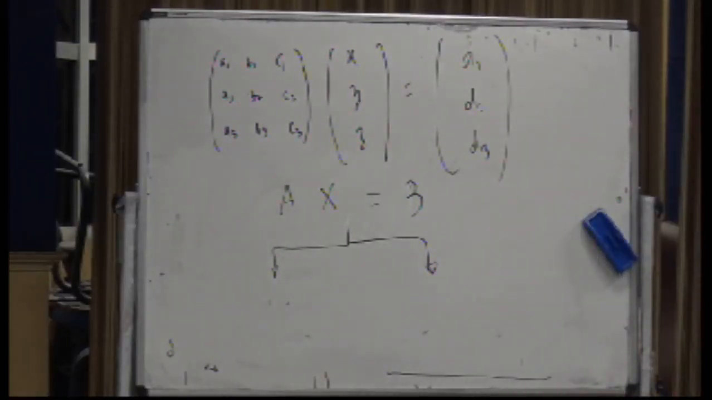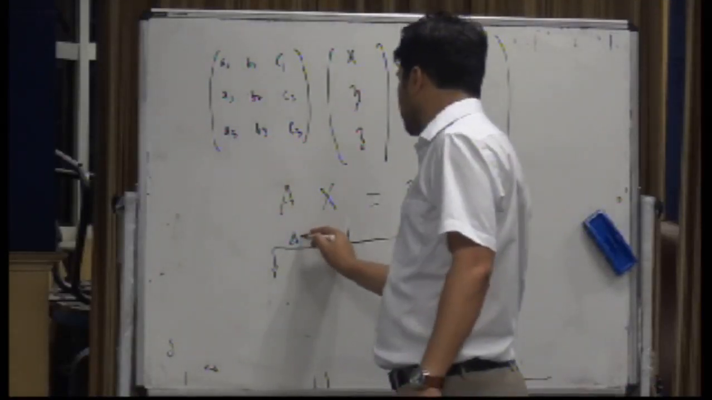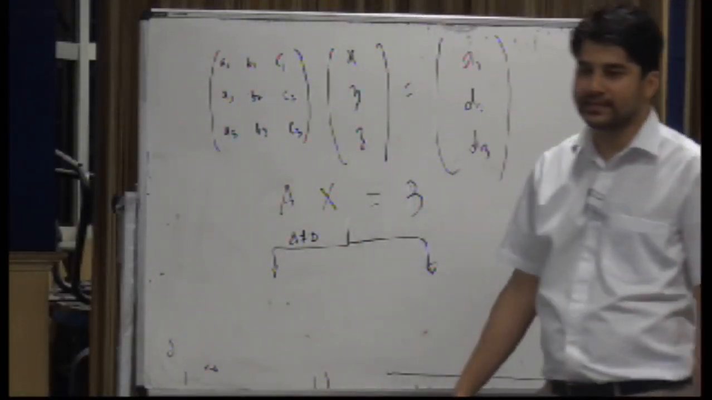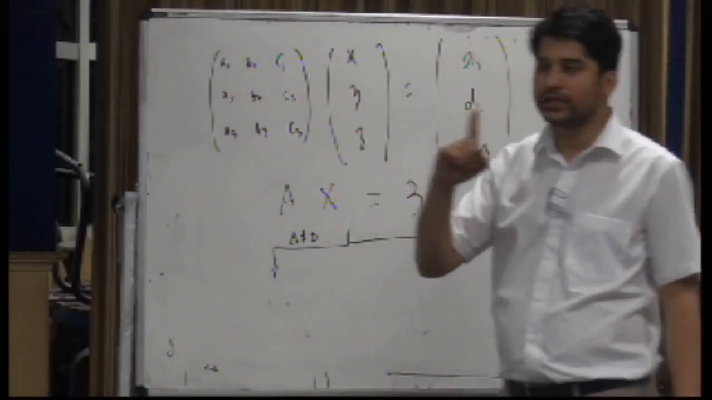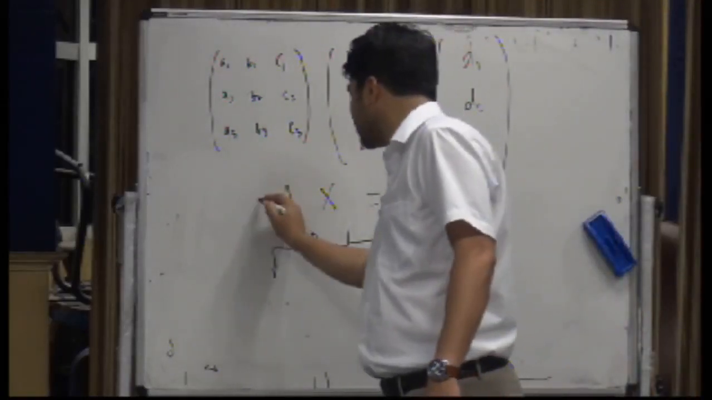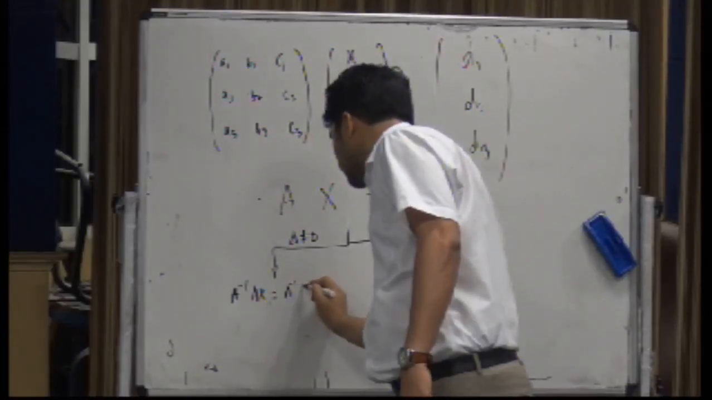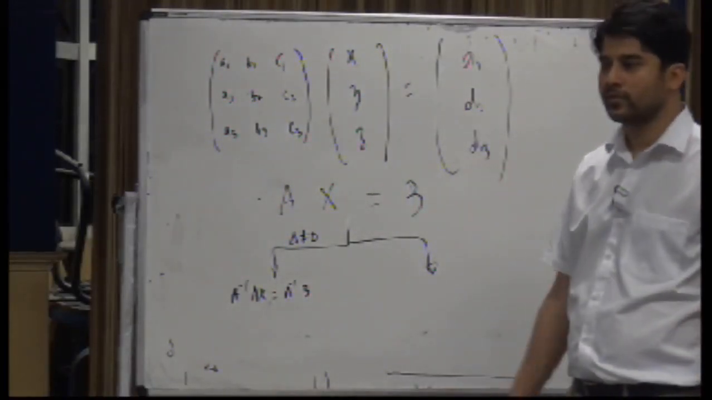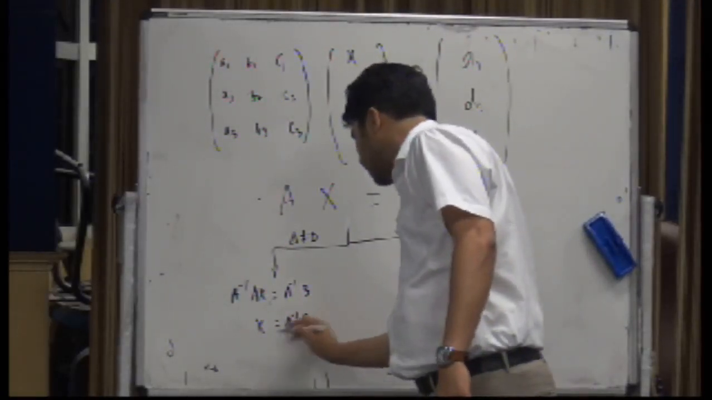Two cases arise. Det of A is 0 or not 0. When det is not 0, A inverse exists. A inverse, and now you have to be careful with the commutativeness. So I am going to put A inverse here. Right? So X is going to be A inverse B, and hence you will have your solution.